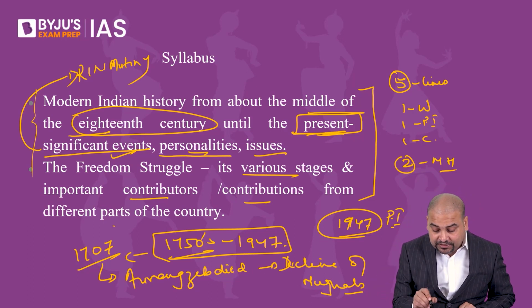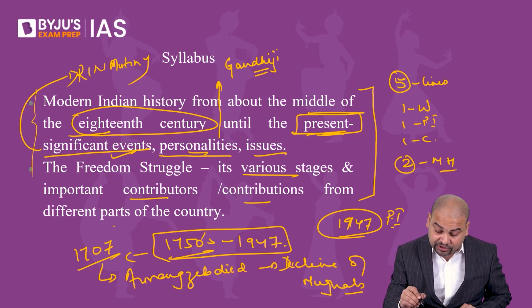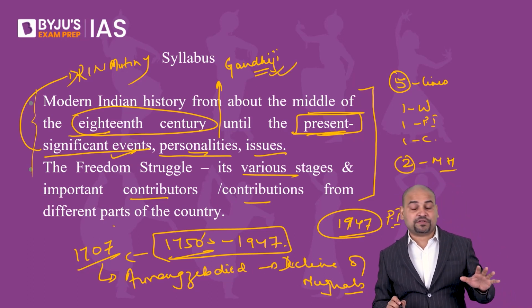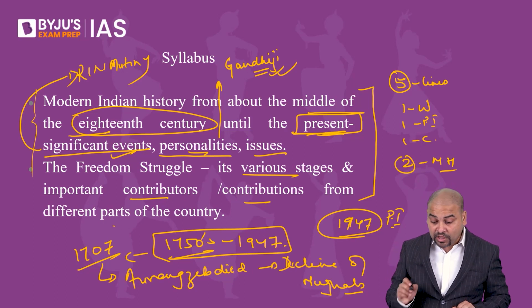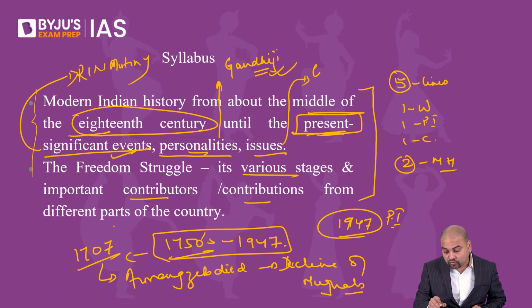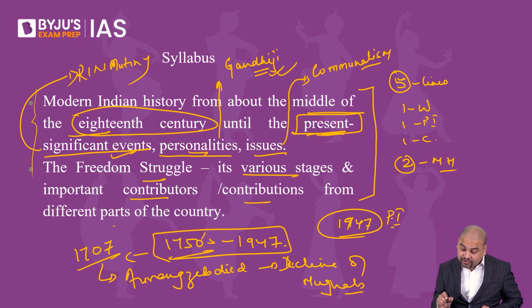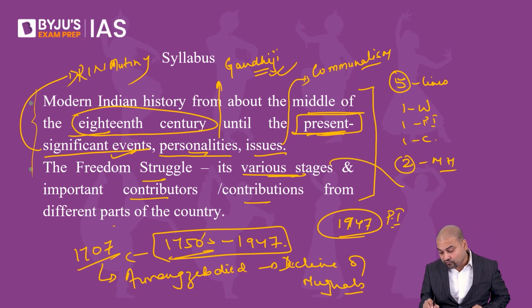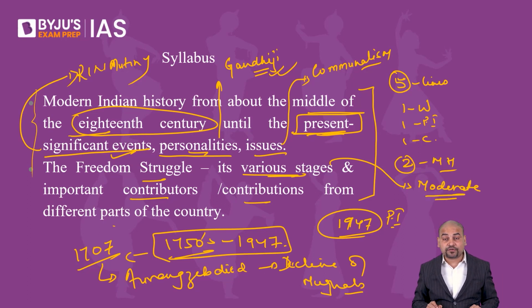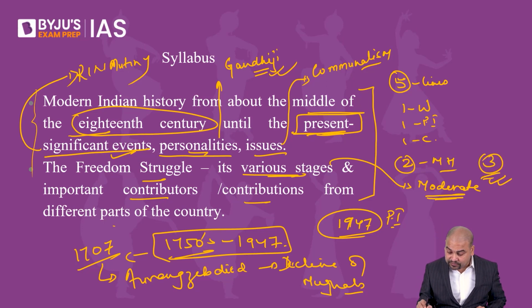Similarly, personalities, nobody better than Gandhiji. So many questions have come on Gandhiji continuously in the last 10 years. Issues, questions on communalism that we need to know. Apart from that, when we come to the freedom struggle, the various stages, one of the most important topics of late has become the moderate phase of Congress. In fact, I'll say 3 questions have come in the last 10 years from this chapter.